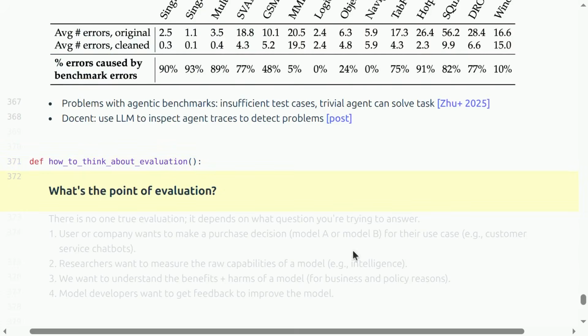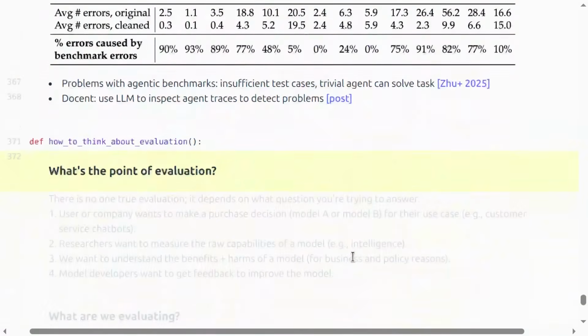Okay, so maybe getting a bit more philosophical: what's the point of evaluation? I've talked a lot about different types of evaluation, and really there's no one evaluation to rule them all. When you're thinking about evaluation, you have to be very clear about what the purpose is, and I think often this is not really stated clearly.